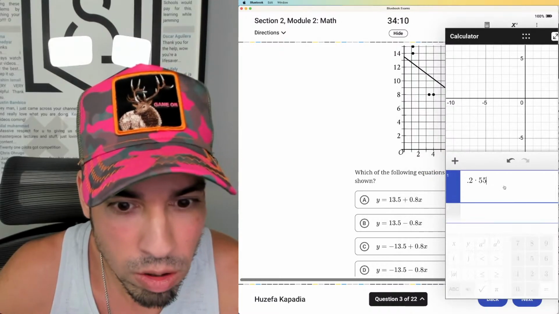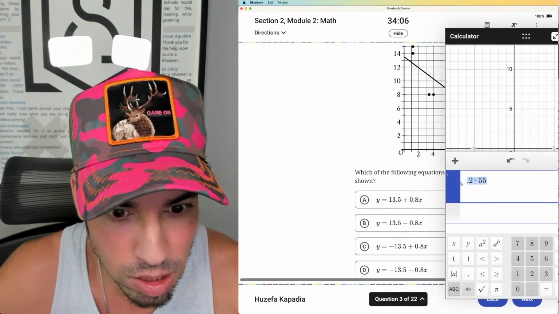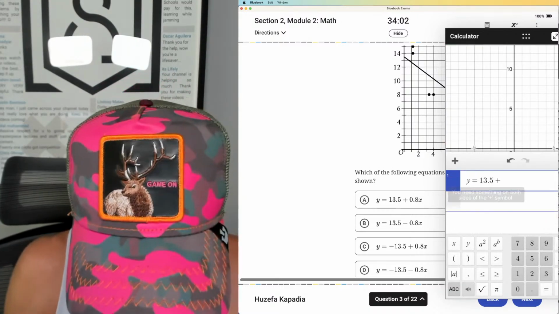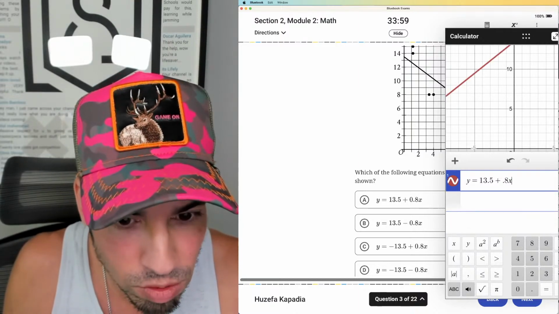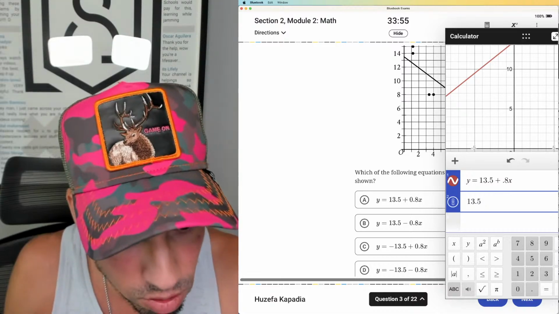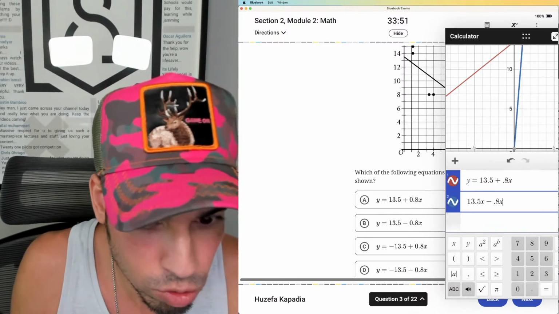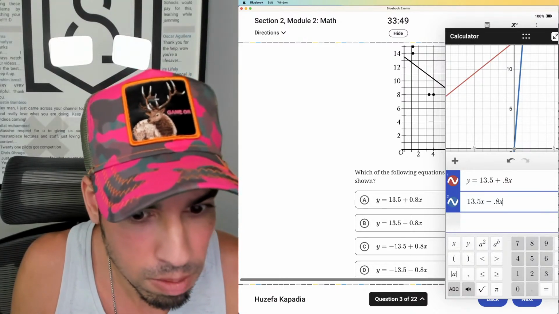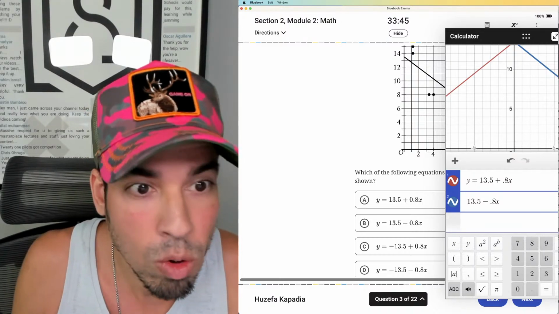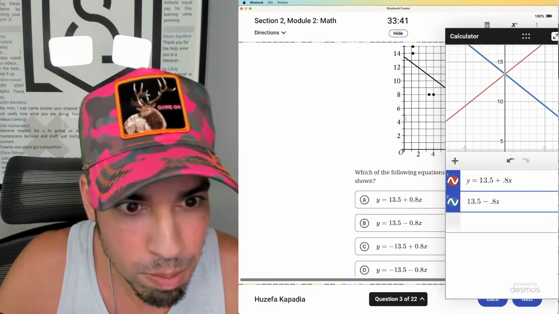We're going to go through all our answer choices, and we want the graph to look just like this, with a y-intercept of about 13, it looks like. So we'd say y equals 13.5 plus 0.8x. That's a positive slope. You can already see that's wrong. I don't even need the y equals, just FYI. Oh wait, no, I flipped it. 13.5, sorry, minus 0.8x. Oh, that one looks really good, right? That looks really good comparatively.